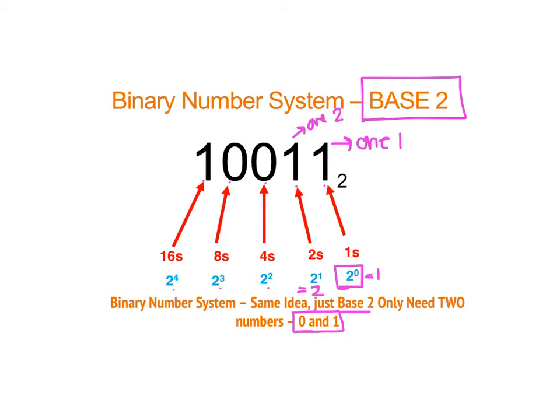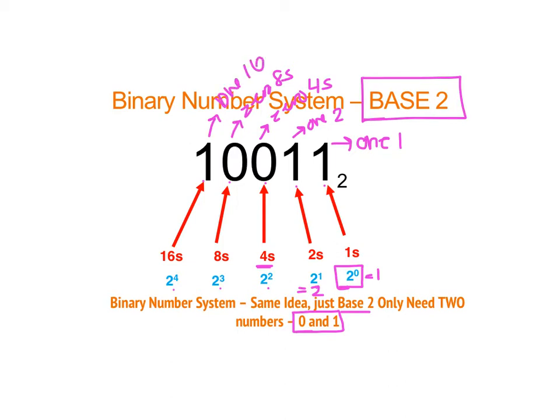Then 2 to the power of 2 is 4. So this is telling us we have 0 4s. And then 2 to the power of 3 is 8. So this is saying we have 0 8s. And 2 to the power of 4 is 16. So this is saying we have 1 16.